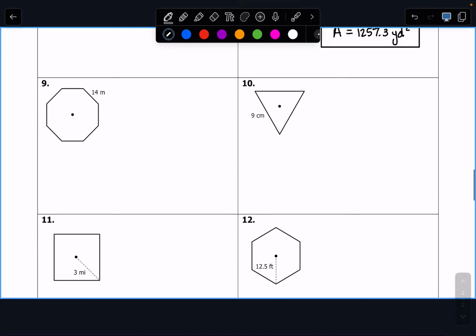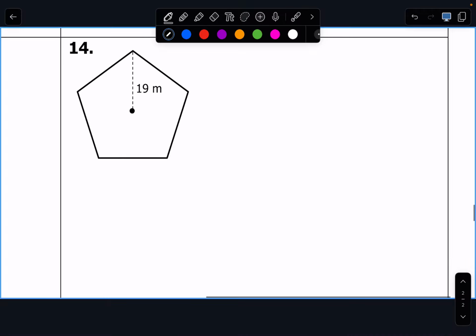Okay. Now, let's go to number 14. What's given to you in number 14? The radius. So we have nothing that we need. We need to make 2 calculations. Okay? That's okay. Hey, we already talked about a pentagon having angles of, was it 108? Yeah.